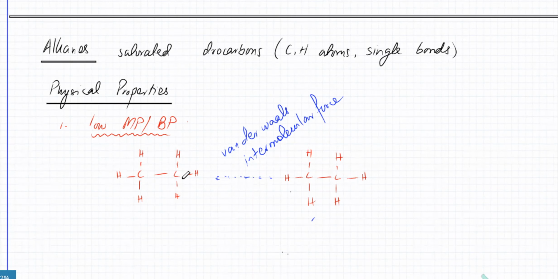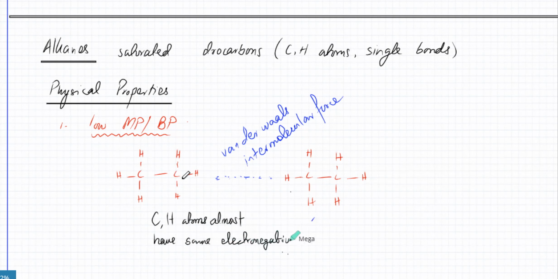Anyway, it's going to be Van der Waals forces, and the reason is that carbon and hydrogen have very little difference in electronegativity. So carbon and H atoms almost have the same electronegativity, which means the tendency for them to gain electrons is about the same. So the electrons in any of those bonds would be evenly distributed.